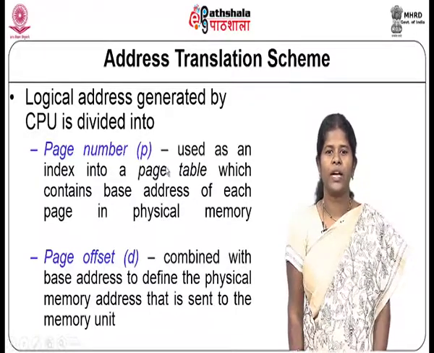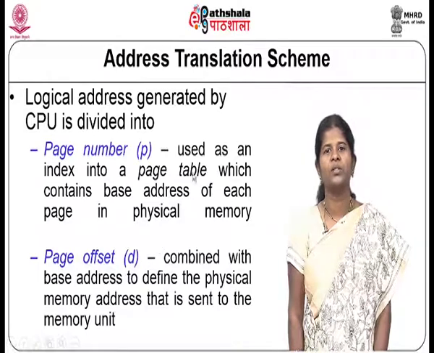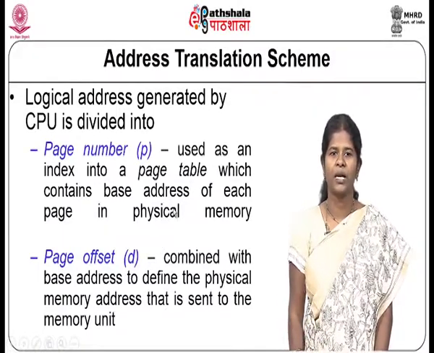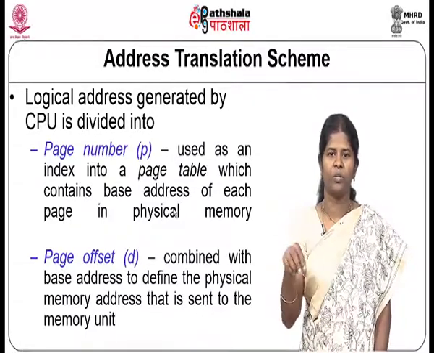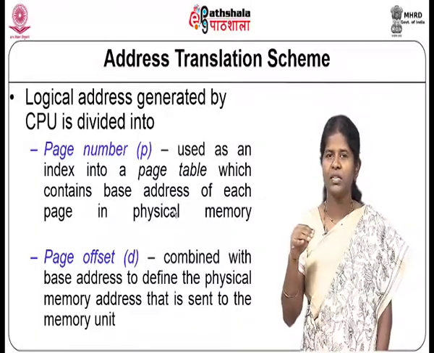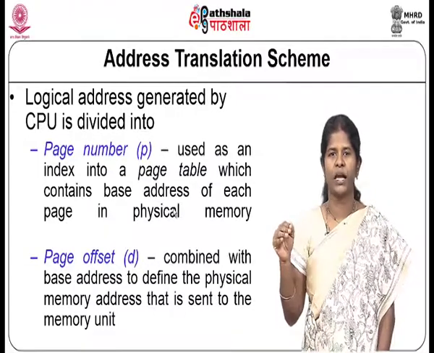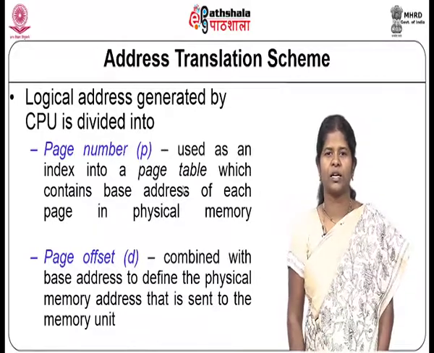One is called the page number and the other is called the page offset. This page number is used as an index into the page table to find the frame number, and from the frame number you get the base address of the frame where this particular page is kept, and then to that you add the offset to get the exact physical location.